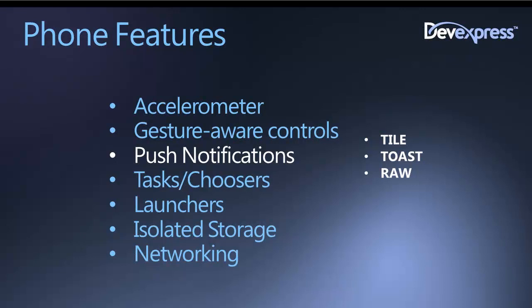So in addition to tiles, I mentioned we have Toast and Raw. Toast are the little messages that pop up in about the top 30 pixels of your phone screen, and these are very limited. You have the ability to send two pieces of text, a title and a subtitle, and they're fairly short. If you send anything wider than what can be displayed on the screen, it just gets truncated.